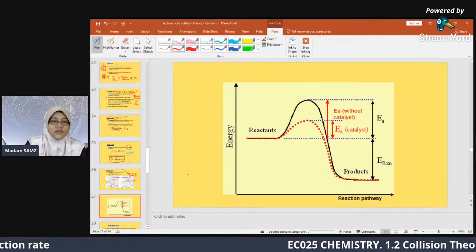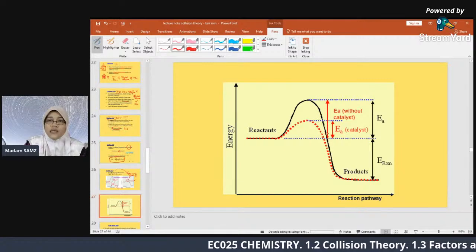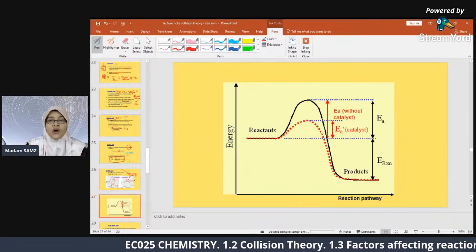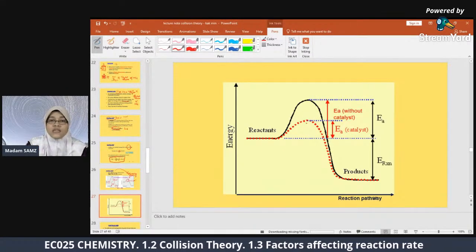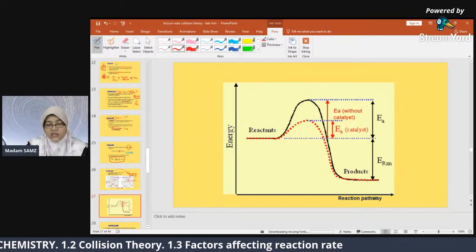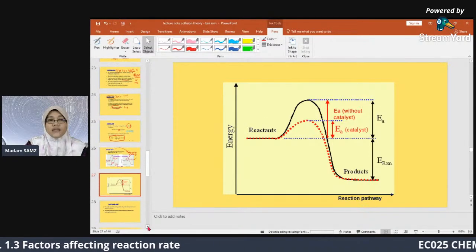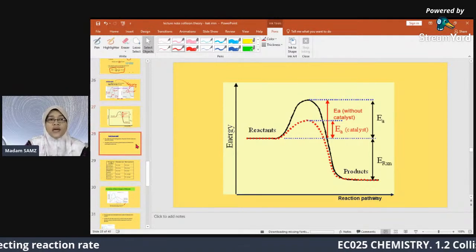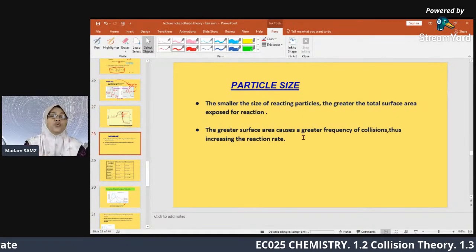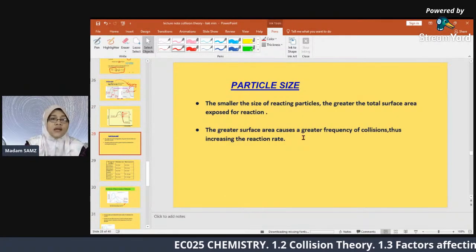Alright? Kenapa EA dia berkurang? Why? Because using catalyst, it will provide you an alternative pathway. Okay? Ataupun lebih senang kita kata guna shortcut lah. Shortcut. Guna catalyst actually kita guna shortcut dalam reactions.